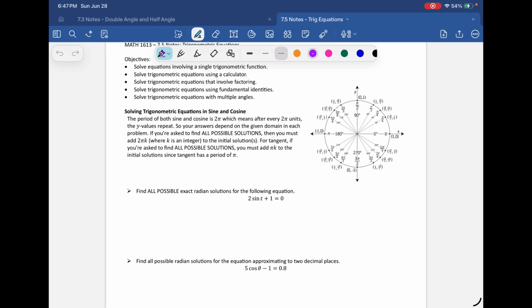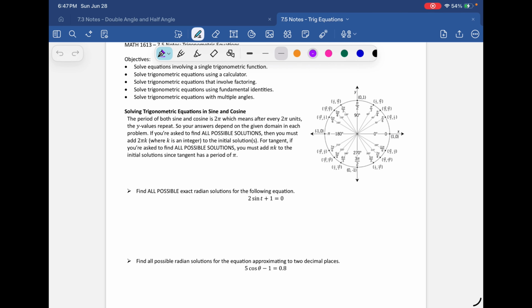In 7.5, this is all about solving. And with solving trigonometric equations, you're using identities, you're using a unit circle, you're following directions.